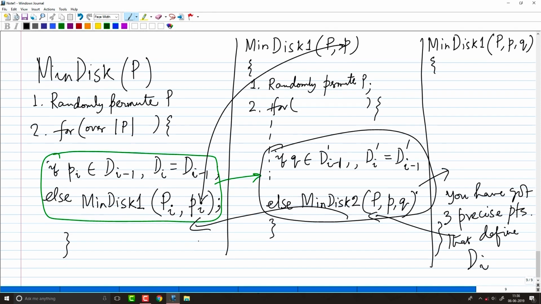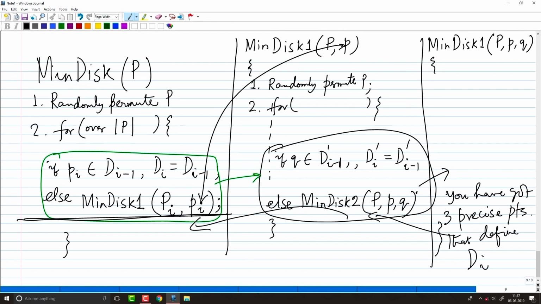So now you know, the moment you have come back here, you have the correct smallest enclosing disk till i points. Again your loop continues; if you have a point outside, keep doing. When you are calling the function with disk 1, you are passing two parameters, the capital Pi and small pi.